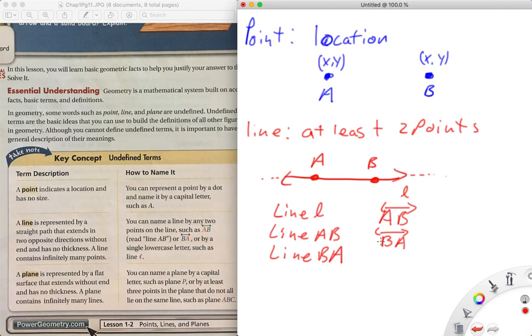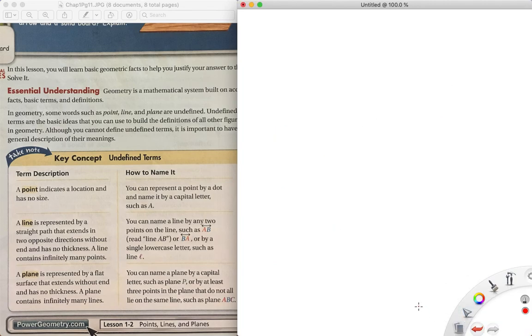Then we have a plane. And the book says that a plane is represented by a flat surface that extends without end, has no thickness. A plane contains infinitely many lines. Let's go back to a line for a second, the last part. So I have a line. Within this line, the line is composed of points, infinitely many points that go off in either direction. So that's the last thing about a line. Okay.